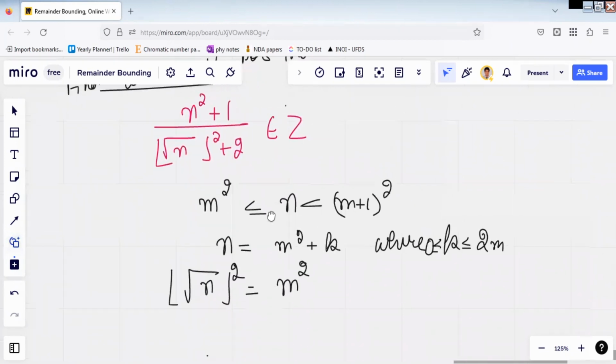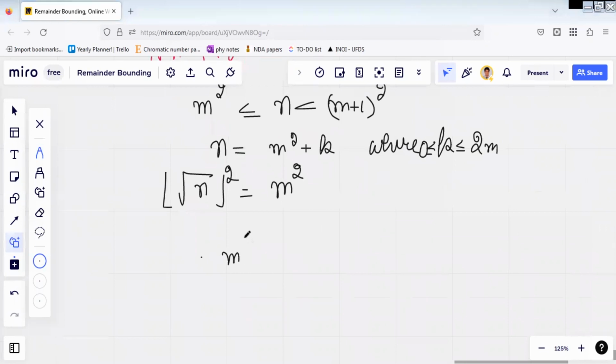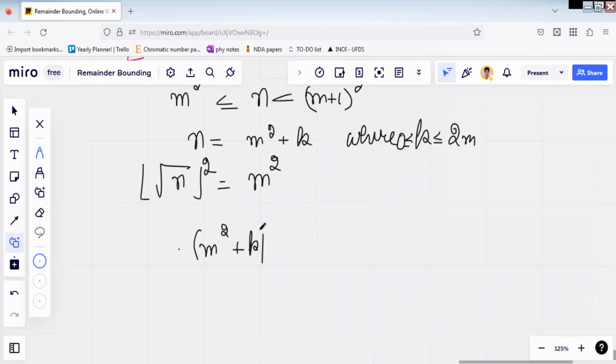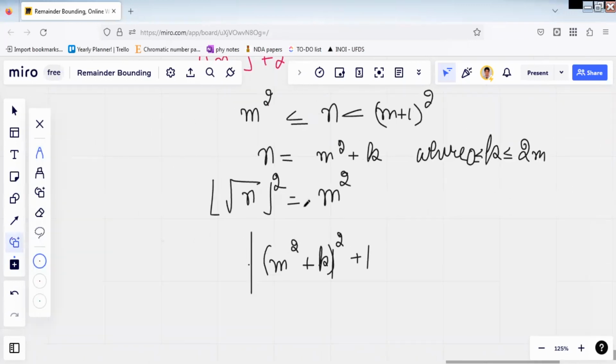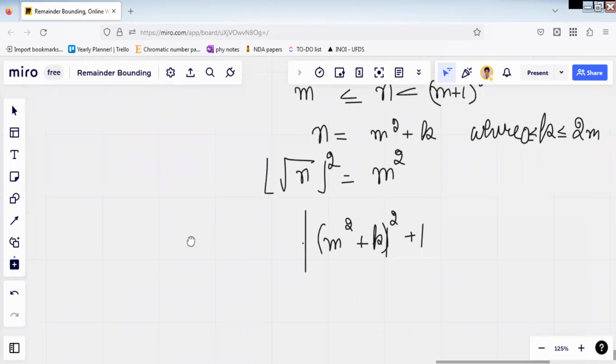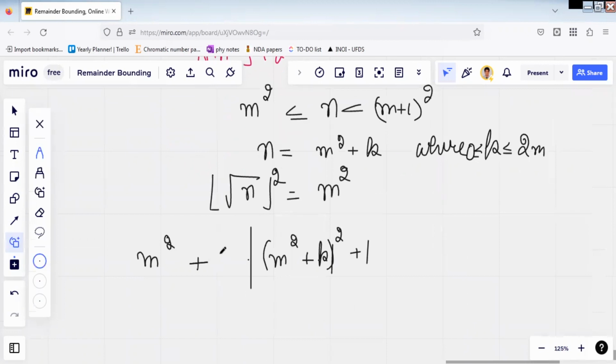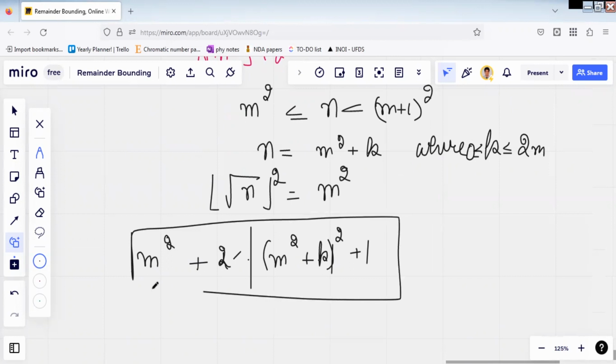So now you have that m squared plus k, squared, plus 1, and m squared plus 2 divides this thing, right? So using what was said earlier, we have reduced the question to this divisibility condition. Now, how do we solve this?